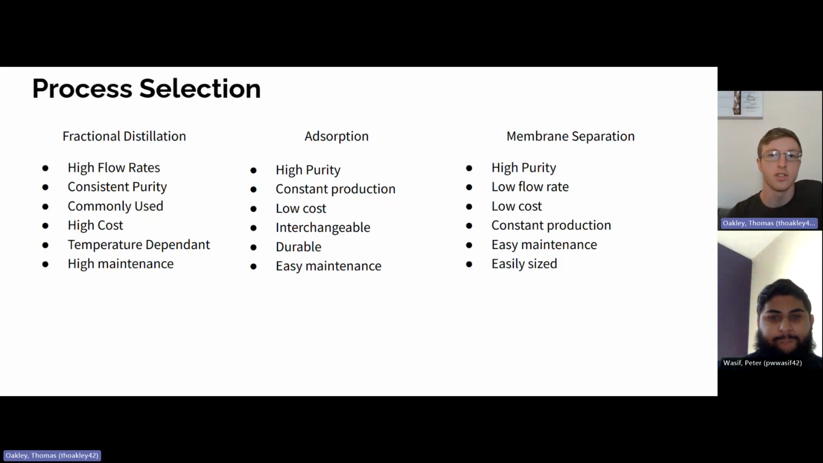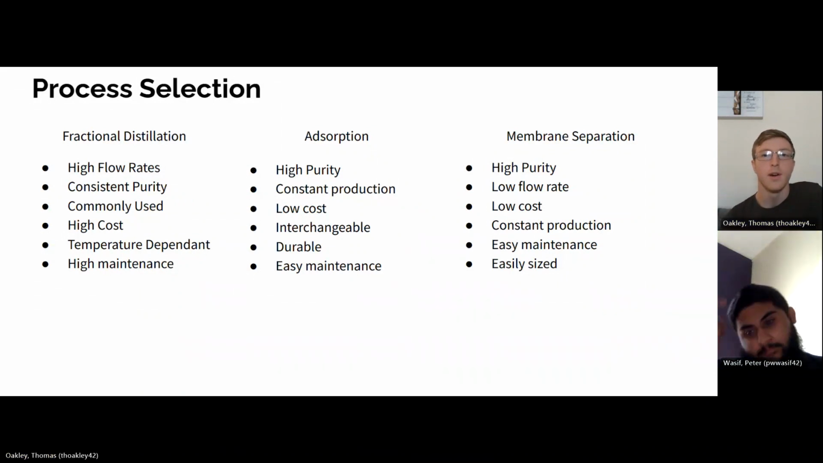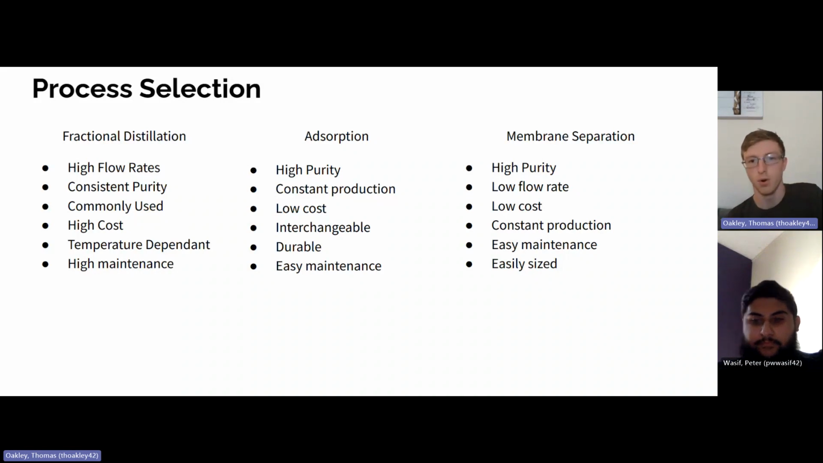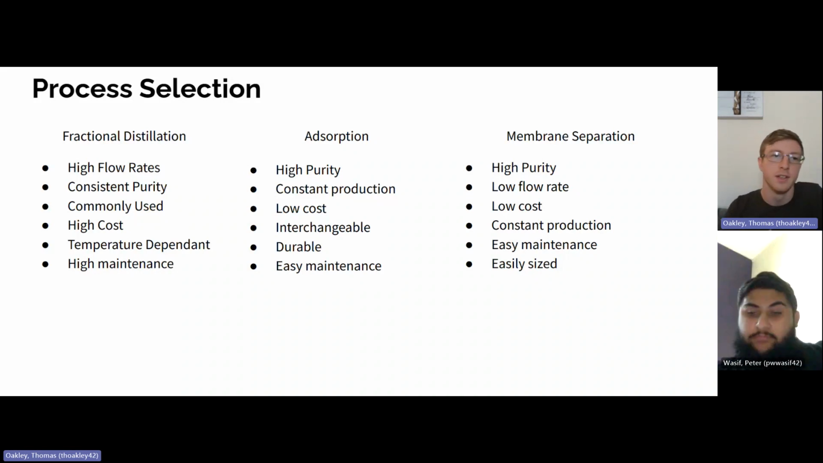The membrane separation also is high purity. It has a lower production rate of nitrogen just due to the nature of its separation. However, it is very low cost and can also produce constantly. The membranes are fairly durable, so they're easy to maintain, and it is easy to scale. However, again, with the membrane separation, as you try to produce more, it becomes less cost effective.